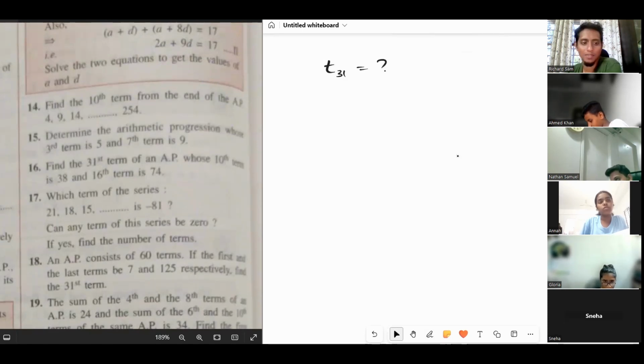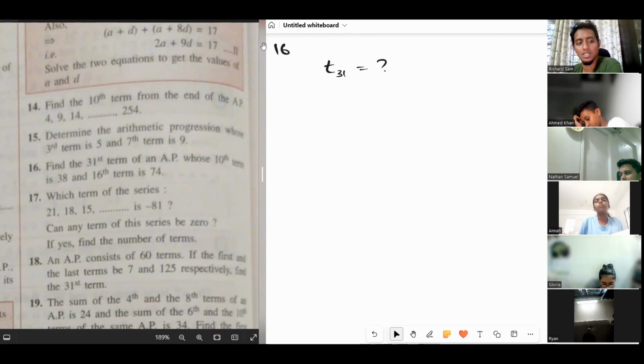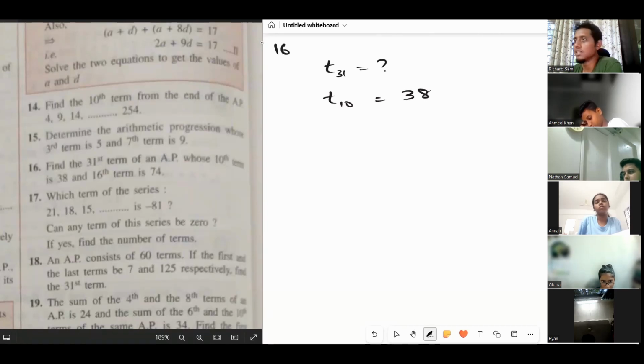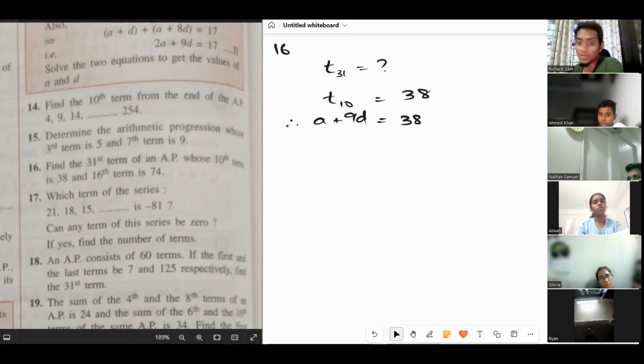Correct? And we have the 10th term. The 10th term is 38. That means T10 is 38. Correct? Now, how do we represent T10 using that formula? T10 is A plus 9D, right? T10 is A plus 9D. So in other words, A plus 9D is equal to 38. Correct? Yes. But we don't have A, we don't have D, right? But we have another equation, the 16th term, that is T16 is 74.